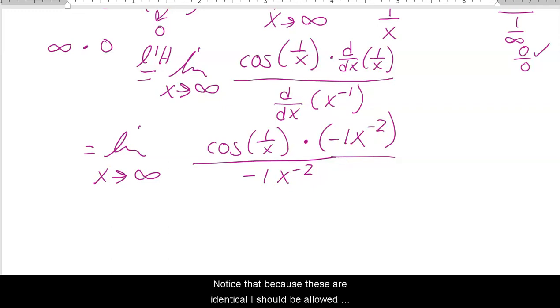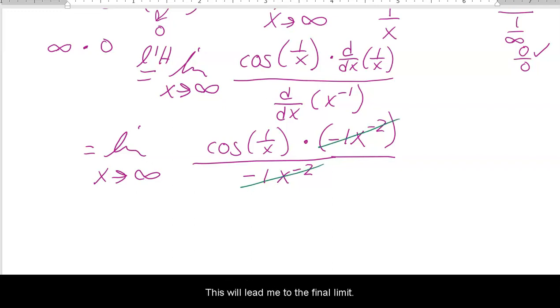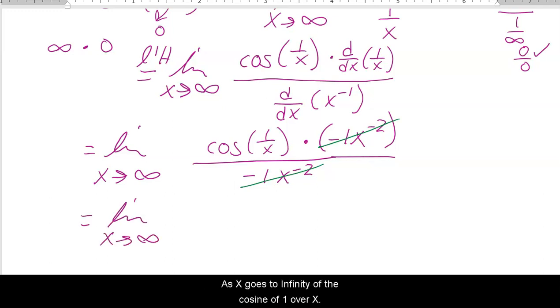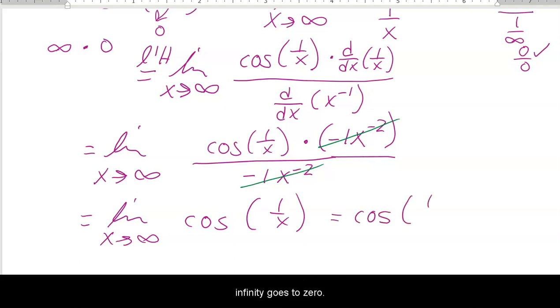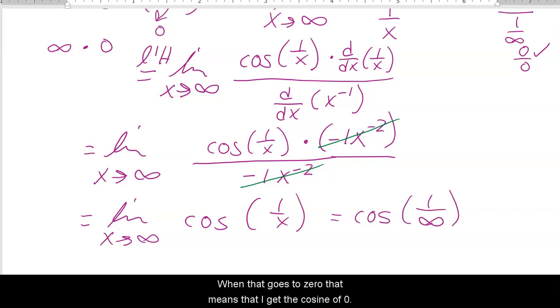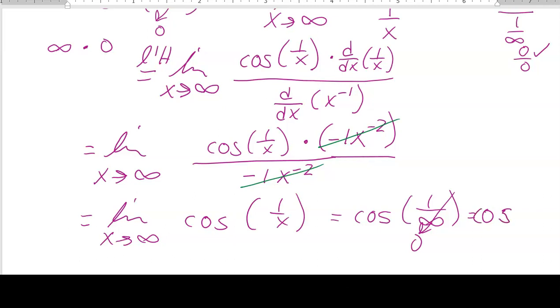Notice that because these are identical, I should be allowed to cancel them out. This will lead me to the final limit as x goes to infinity of the cosine of 1 over x. Now when I plug infinity in place of the variable x, 1 over infinity goes to 0. When that goes to 0, that means that I get the cosine of 0, which is 1.